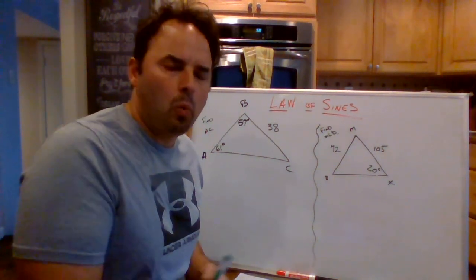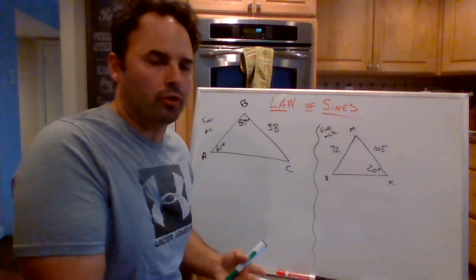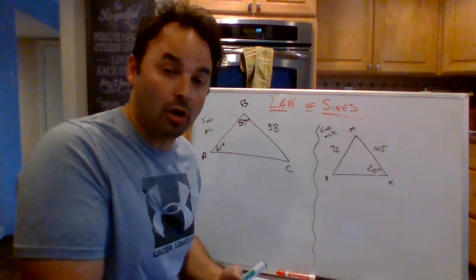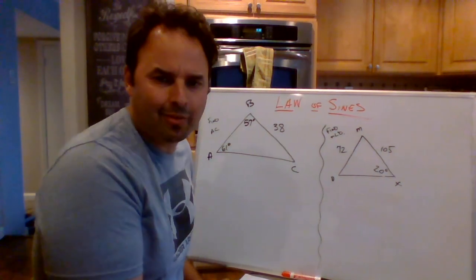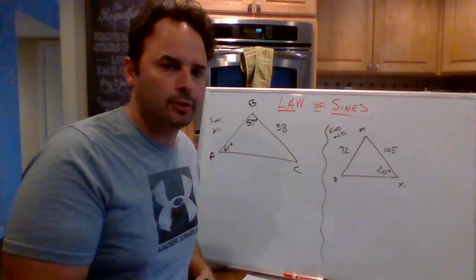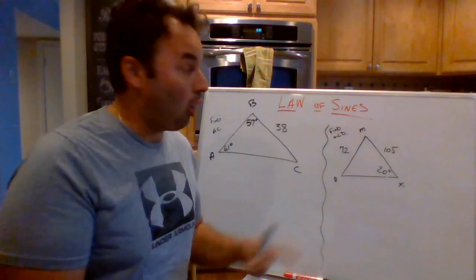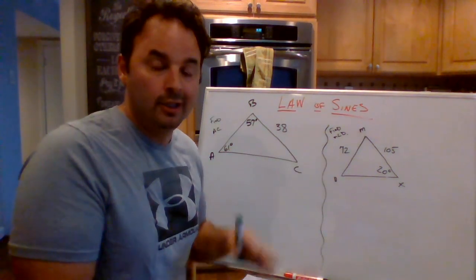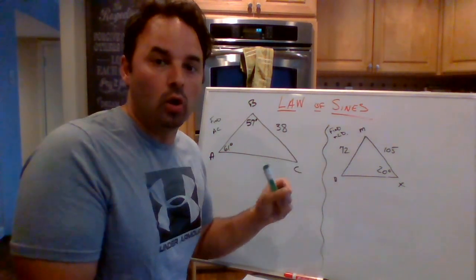Okay, guys, what happens if we're looking for sides or angles and we don't have right triangles? You have to be able to solve it. It can't just be only right triangles. We live in a world with more than just right triangles. Well, we have two things. We have the law of sines and the law of cosines. Today, we're just going to work on the law of sines.